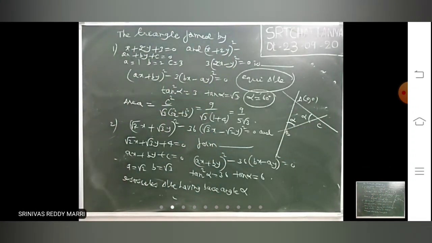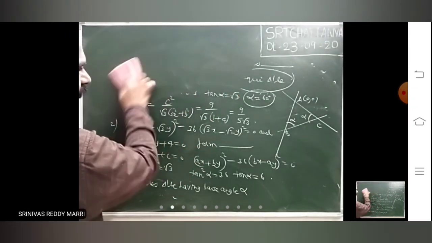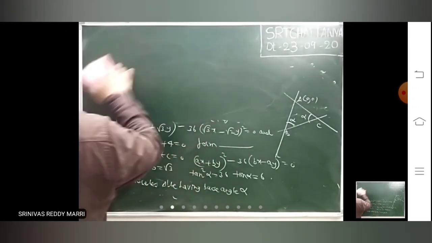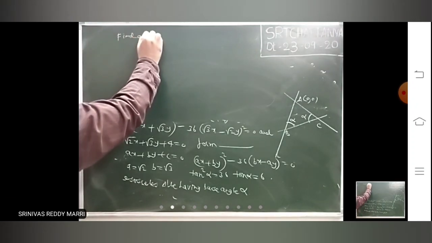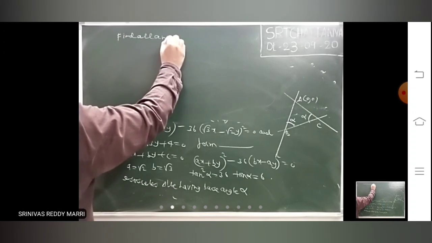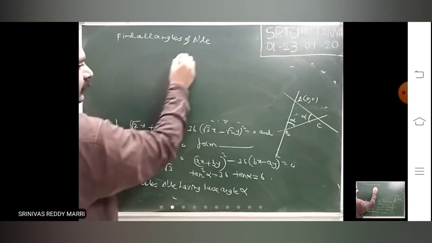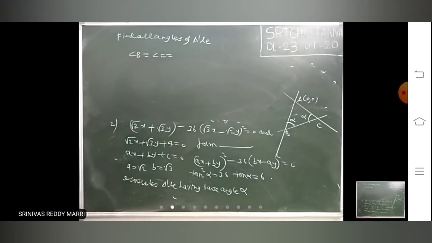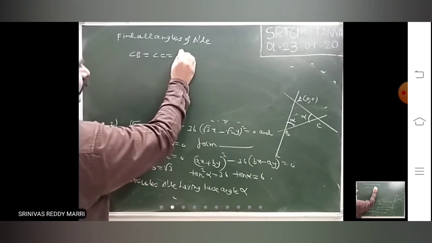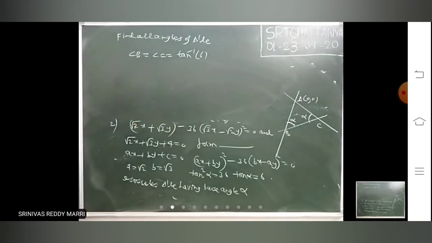Now suppose find all the angles of the triangle, let us say. In this only, find all angles of triangle. So angle B equal to angle C equal to what? Alpha only, alpha is nothing but tan inverse 6. Two angles are tan inverse 6.